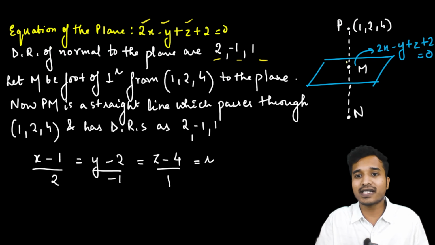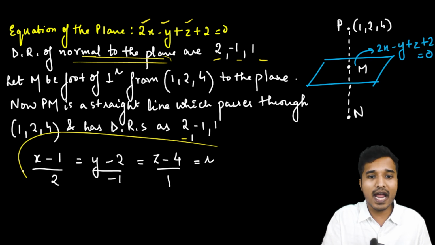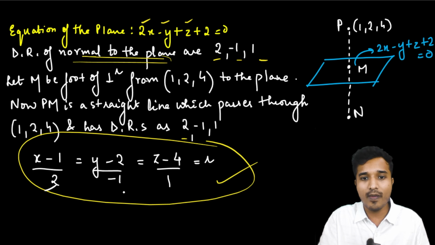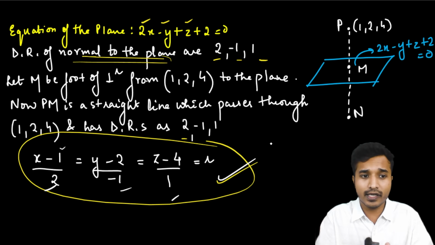So now PM is a straight line which passes through 1, 2, 4 and has DRs as 2, minus 1, 1, because that is a normal to the plane. So we can simply write the equation of line like this, because DRs are already given as 2, minus 1 and 1, and the straight line is passing through 1, 2, 4. So that can be written as x minus 1, y minus 2 and z minus 4. So in this way, a line is generally represented.